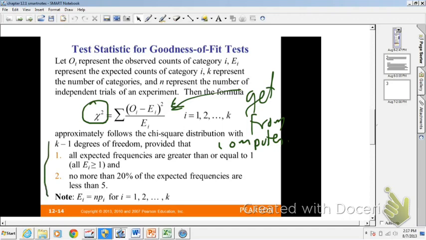The requirements to run the chi-square goodness of fit test are that all expected frequencies are greater than or equal to 1, and that no more than 20% of the expected frequencies are less than 5. Let's inspect our data now.